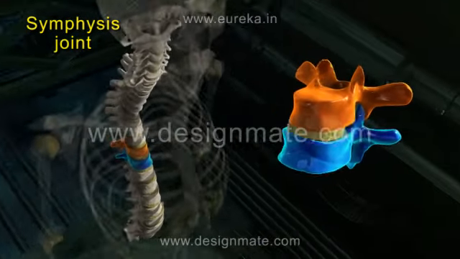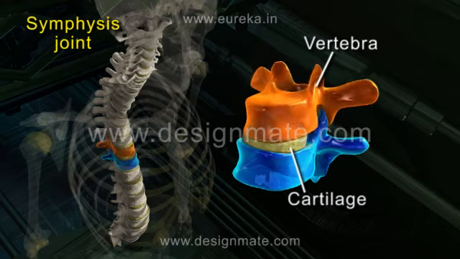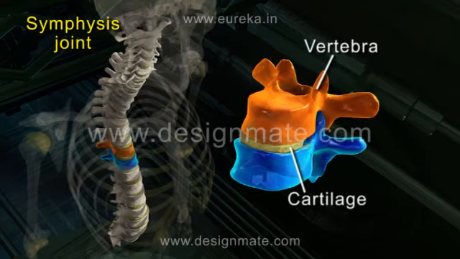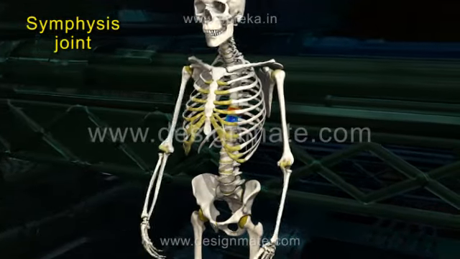The next type of joint is also seen between the vertebrae of the backbone. They are known as the symphysis, and the connection between the articulating bones is made up of tough cartilage. There is very little movement between these joints. The symphysis joint helps in the bending movement of the spine.